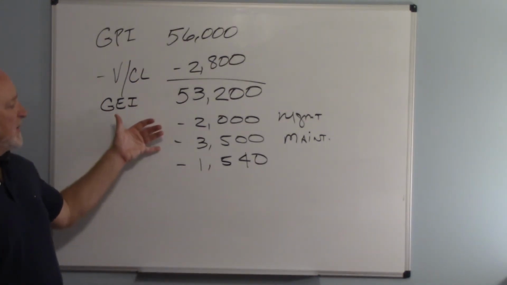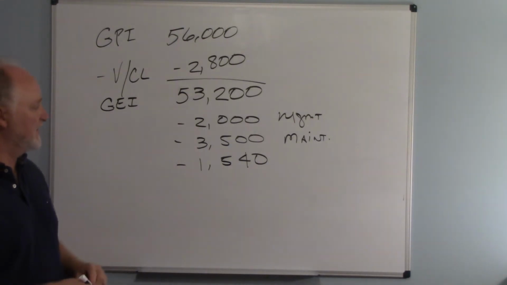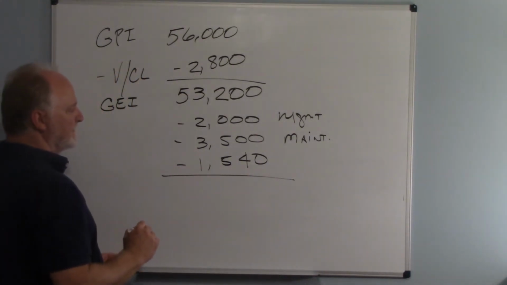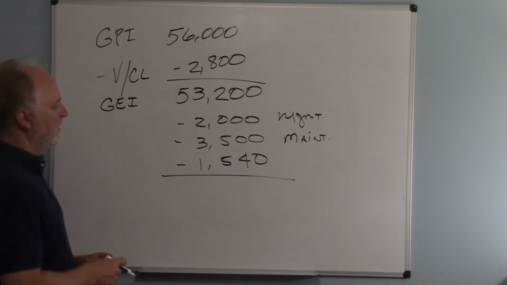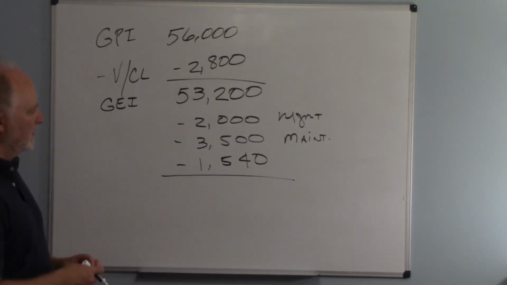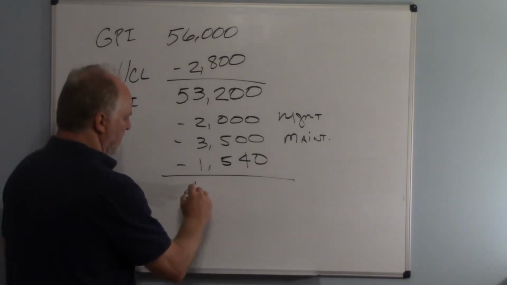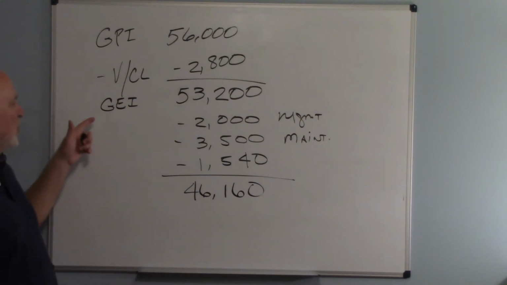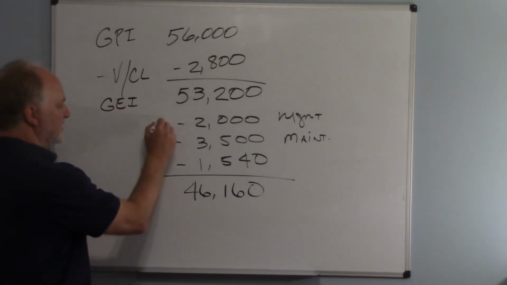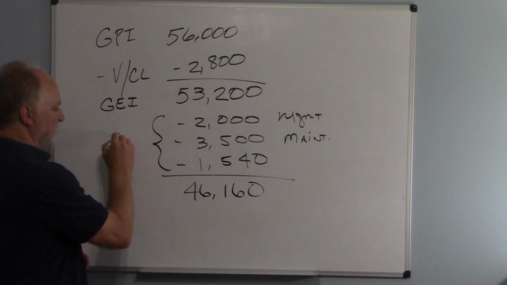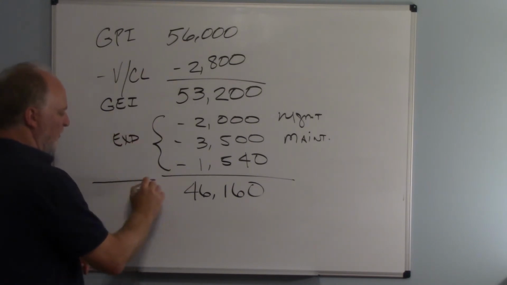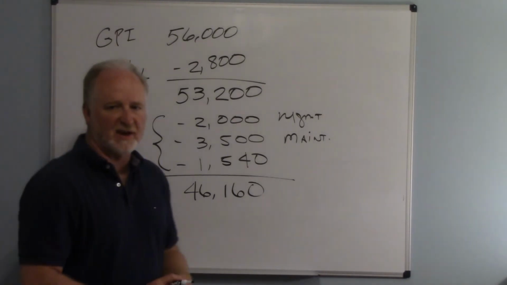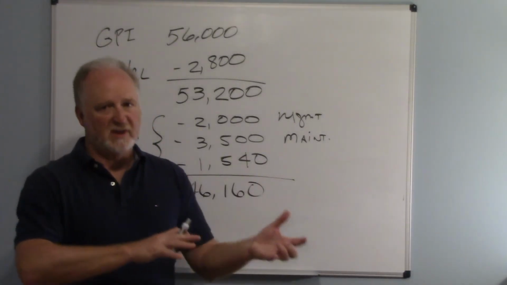$53,200 minus 2,000 minus 3,500 minus the 1,540 is going to be a total of how much? 46,160. So notice what we had here. We had gross effective income minus expenses equals, do you remember the word for that? Net operating income.